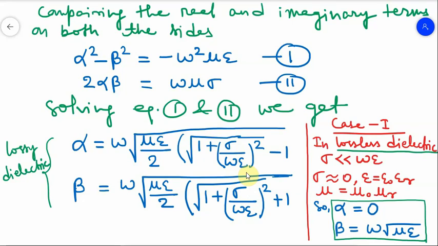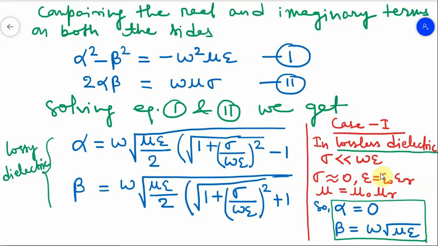Hello dear students. In the last class we discussed wave propagation in lossy dielectric, and for the lossy dielectric we had seen the expressions for alpha and beta. Thereafter we had considered three cases. First, the lossless dielectric, in which sigma is very much less than omega epsilon. Sigma is 0, epsilon equals epsilon 0 epsilon r, and mu equals mu 0 mu r. Then alpha equals 0 and beta equals omega root over mu epsilon. This case we had discussed.